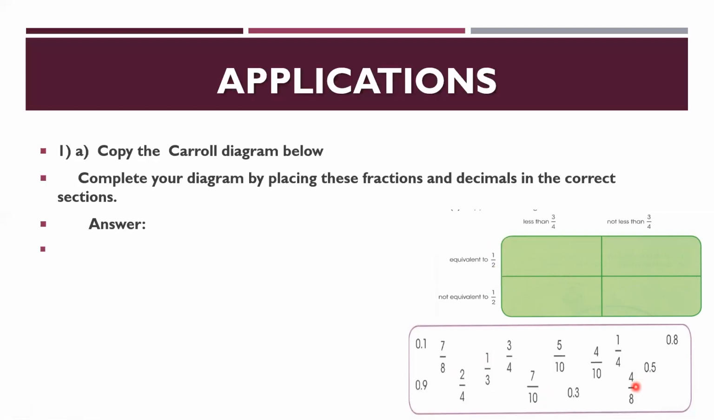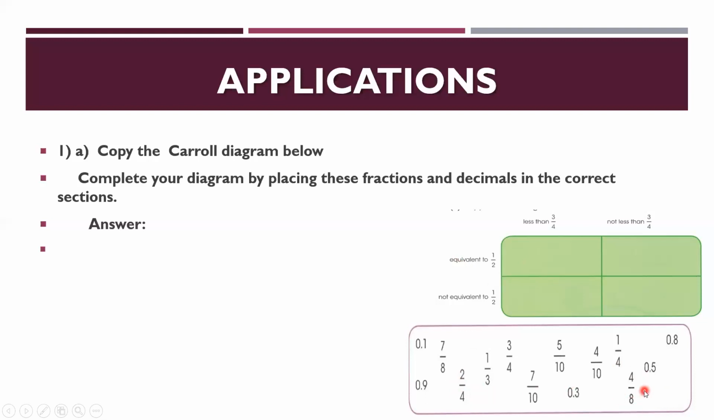Now, less than 3 by 4. So just pick out the fractions less than 3 by 4. Less than 3 by 4, you can get 2 by 4, which is less than 3 by 4, but it should satisfy the condition equivalent to 1 by 2. So this 2 by 4, we can simplify it as 1 by 2 because in the 2 times table, 2 is 1 time and 4 is 2 times. So this 2 by 4 is equivalent to 1 by 2. So this 2 by 4 also we can place here. Now, what about any other possibilities? What about this 4 by 8?